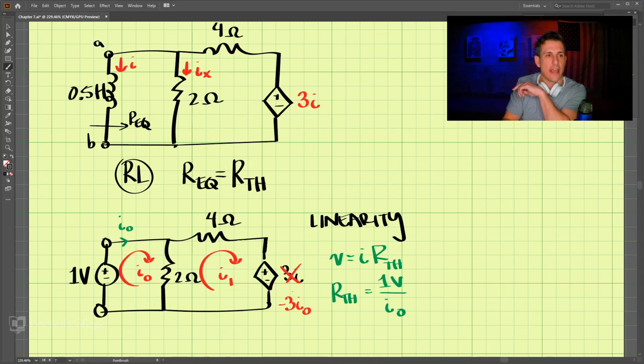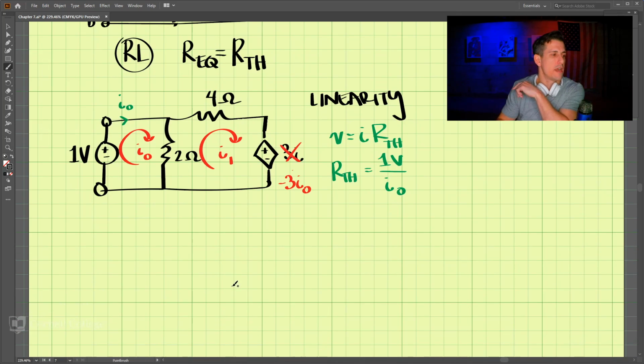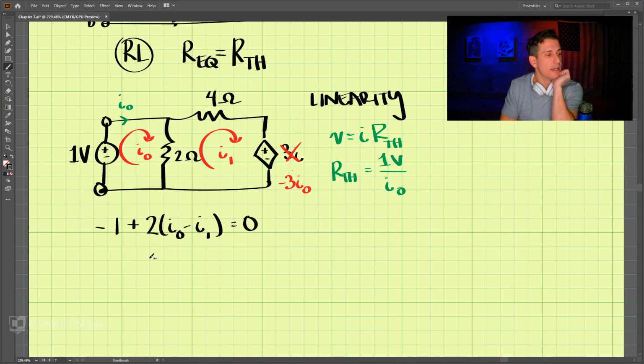So let's do our KVL for our 2 loops. We're going to do KVL, and we'll start down here. We have negative 1, because we go negative to positive, plus 2 times I naught minus I1, and that is equal to 0. Let's expand that out: negative 1 plus 2 I naught minus 2 I1 equals 0.